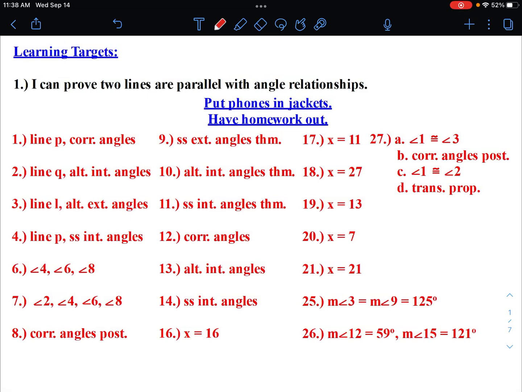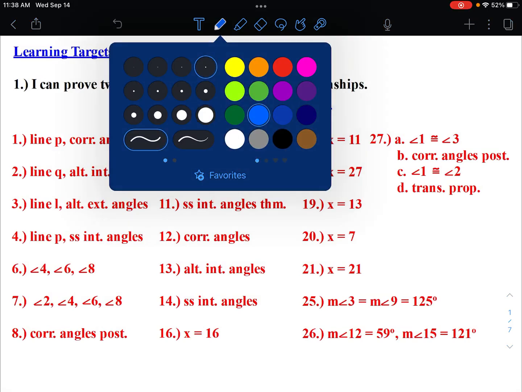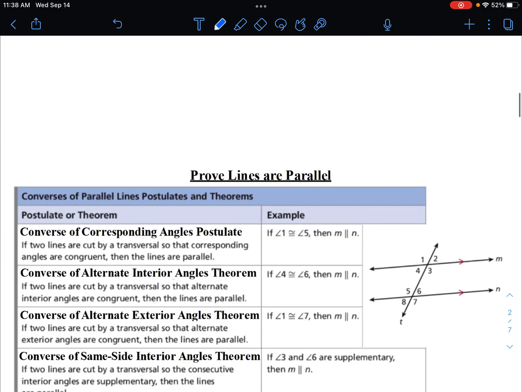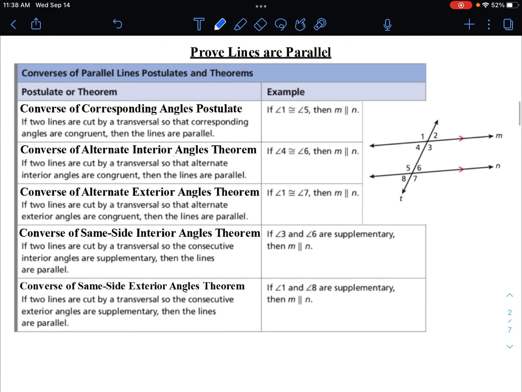Welcome back. Today's lesson is going to seem very similar to yesterday's lesson in that the idea is today we're going to prove lines parallel. So here are the 5 postulates and theorems. They almost look exactly like yesterday, except these are in reverse. They're the converse. So basically, if you wrote down all the theorems and postulates from yesterday, these are just going in reverse.